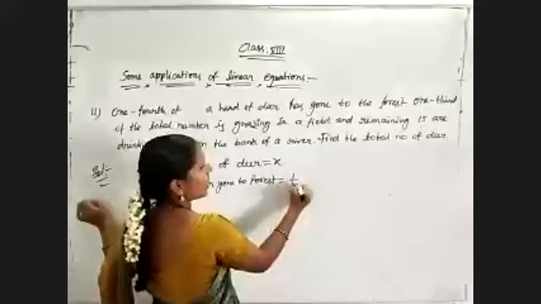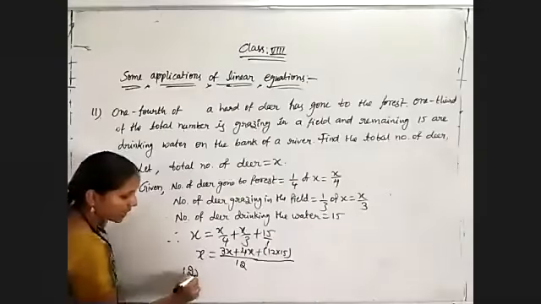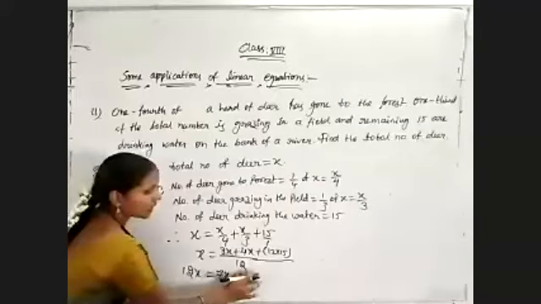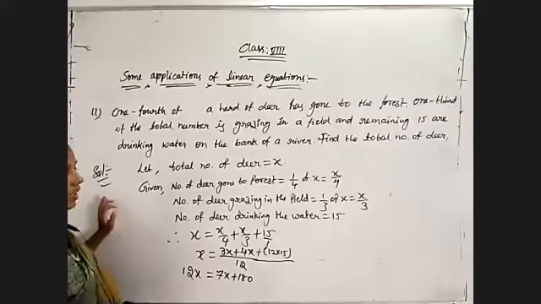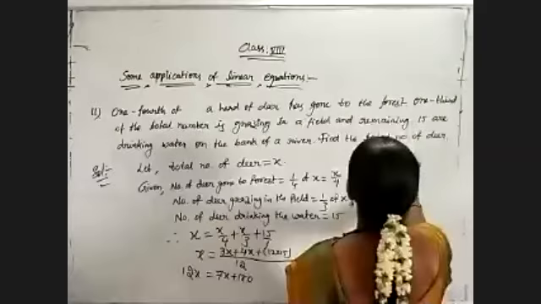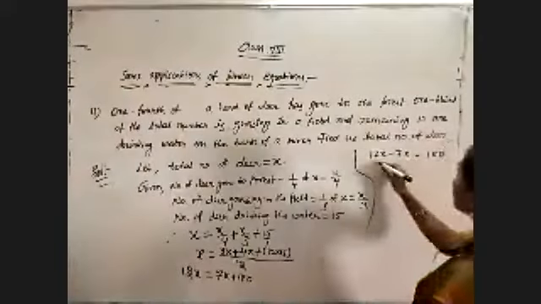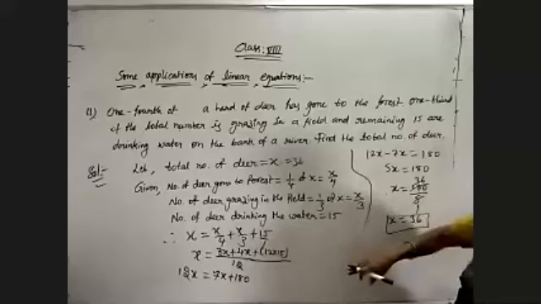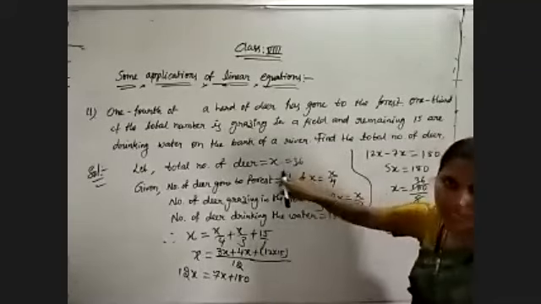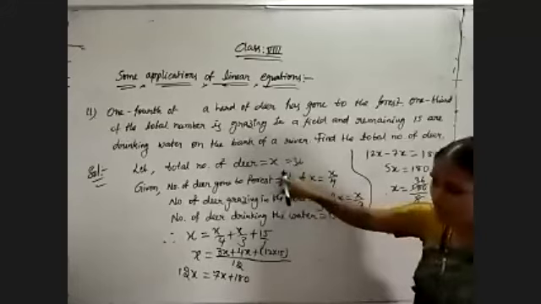1/4 of x, x is equal to 3 plus 4, 7x, 180. Okay, now bring the x terms to one side. 12x minus 7x is equal to 180. So the total number of deer is equal to x by 4 plus x by 3 plus 15, which is equal to x. Yes or no? So we get x equal to 36.